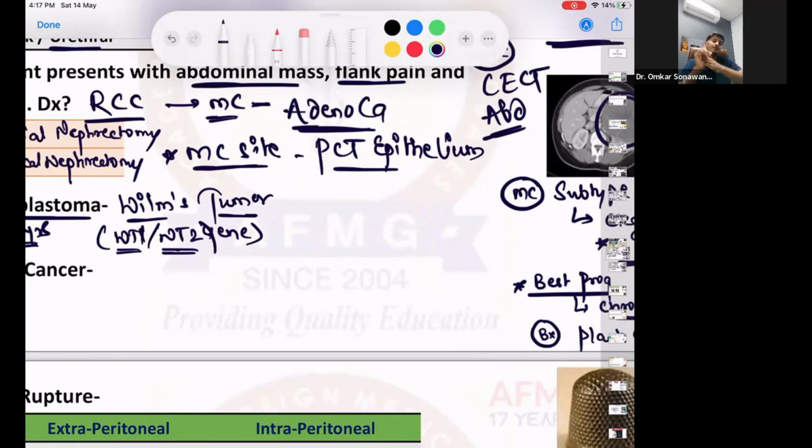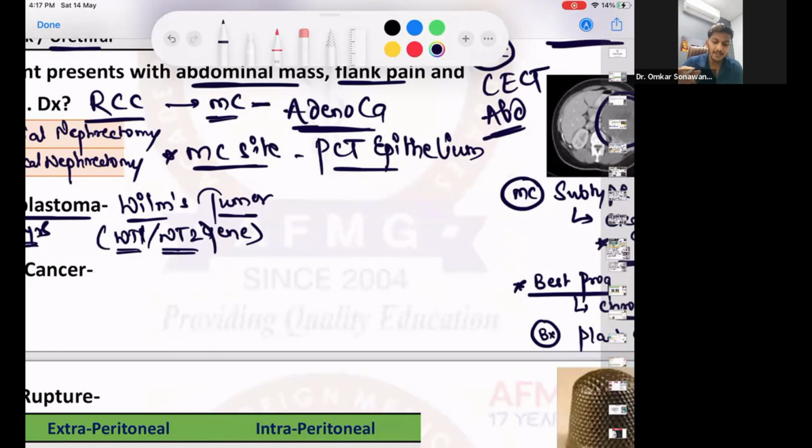Hemihypertrophy, macroglossia, enlarged testis. What is it? Hemihypertrophy, half side of the body of the child is large. Very good, it is Beckwith-Wiedemann syndrome. Very good, Ruturaj.